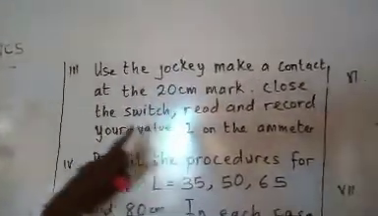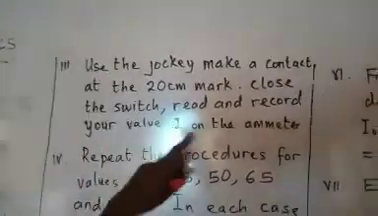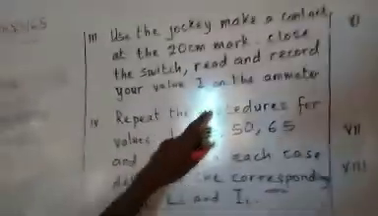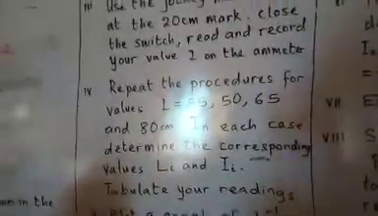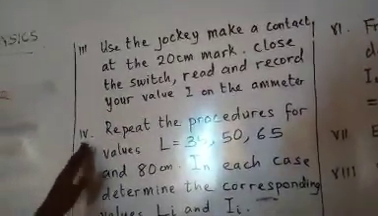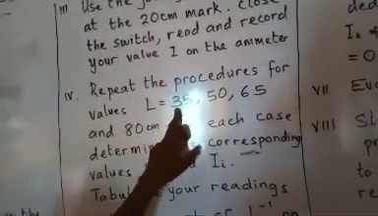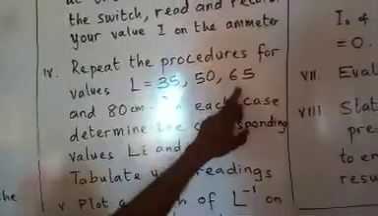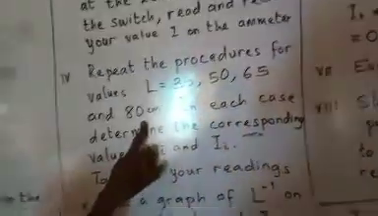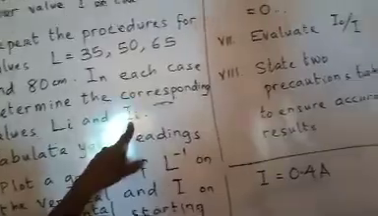Now the third one: use the jockey, make a contact at the 20 centimeter mark, close the switch, read and record your value I on the ammeter. Now let us take 3 and 4 together. Repeat the procedure for the values of L: 35 centimeter, 50 centimeter, 65 centimeter, and 80 centimeter. In each case, determine the corresponding values of L and I, where I is the current.